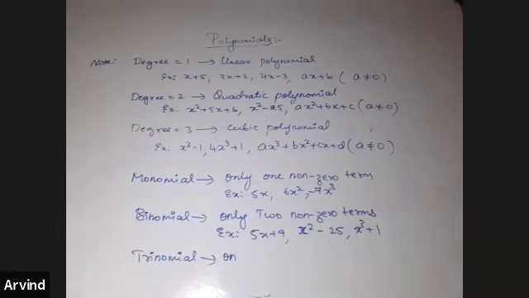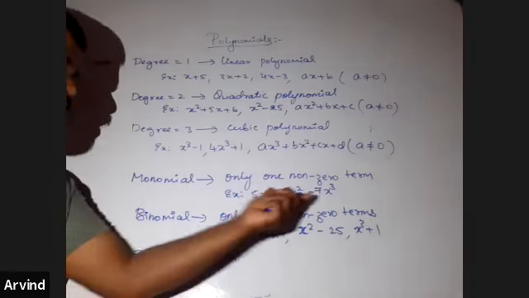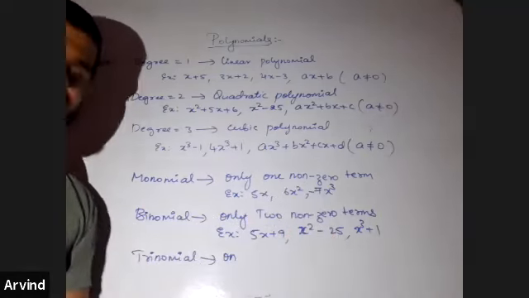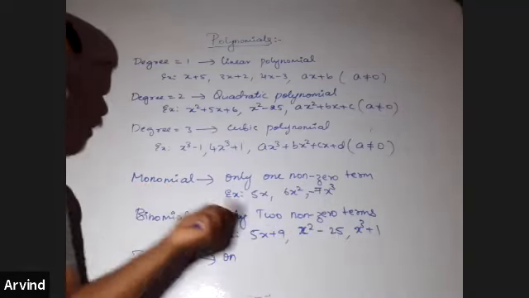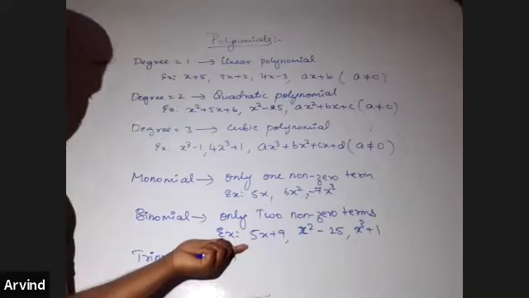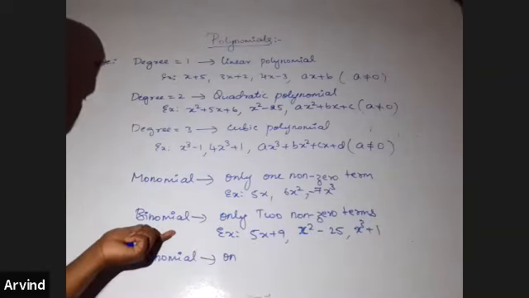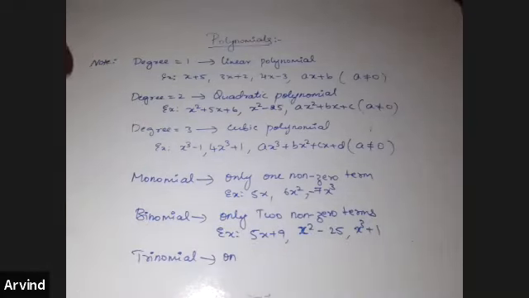This is also a polynomial. This monomial is also a polynomial, but it has a specific name. What is the specific name? Monomial. All these are polynomials themselves, but they are given specific names, like binomial.